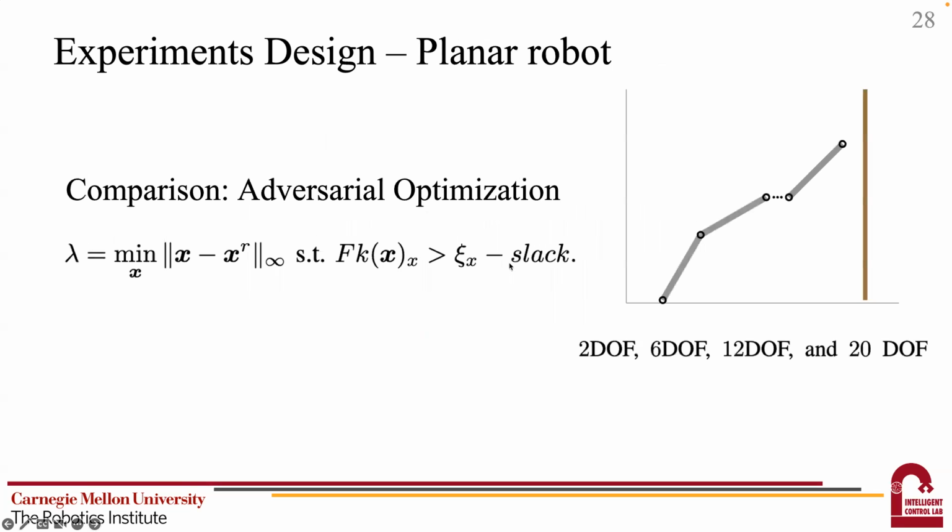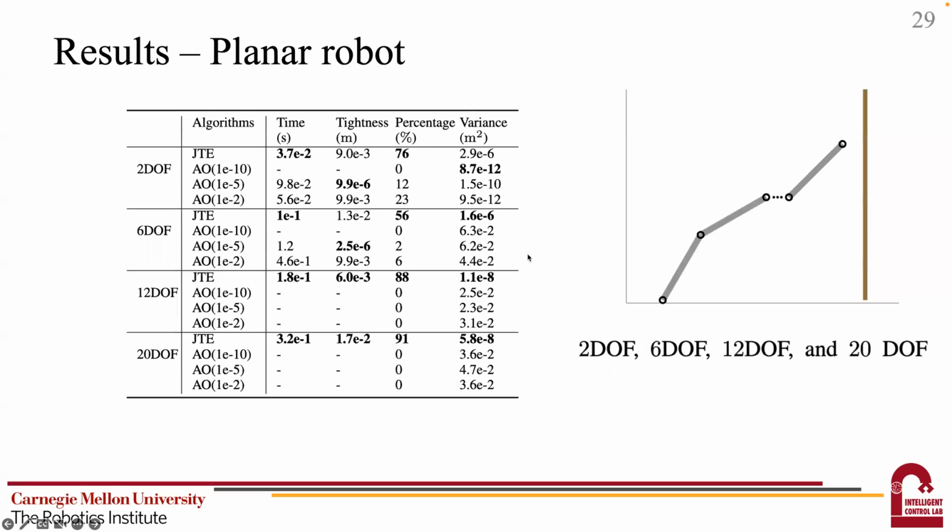We first test our algorithm on a planar robot platform where we test the robot with different degrees of freedom, including 2, 6, 12, and 20 degrees of freedom. To verify our algorithm, we compare it with adversarial optimization, which solves the following equivalent problem, where we add a slack variable to compensate for the numerical error during the optimization procedure. The comparison among GTE and adversarial optimization is shown below, where we summarize the average valid solution completion time, tightness, and the feasible solution variance.